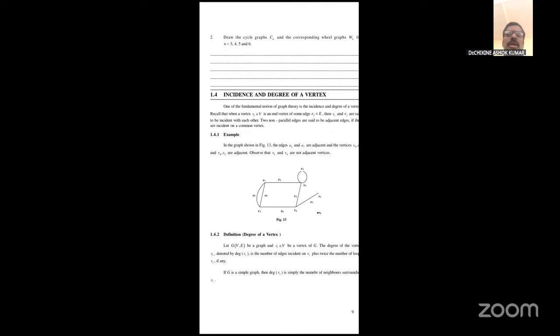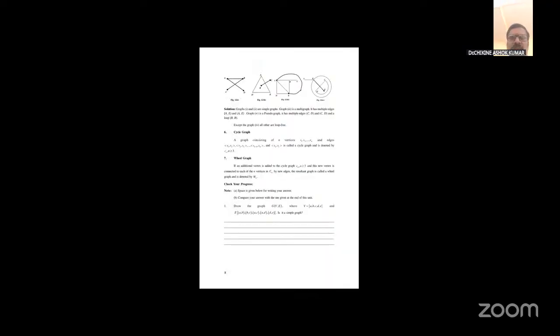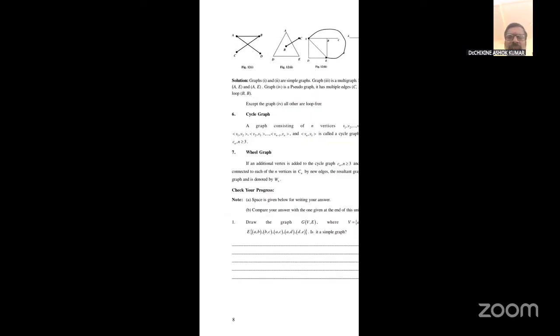Indefiniteness and degree of a vertex. See here. Next definition: these are the cyclic graph. Next, there are some practice problems. Do it, practice it. And next, I'm going to discuss what is in degree and out degree.